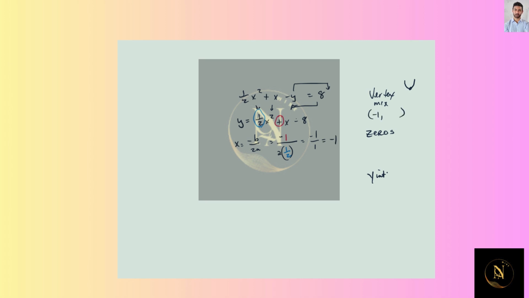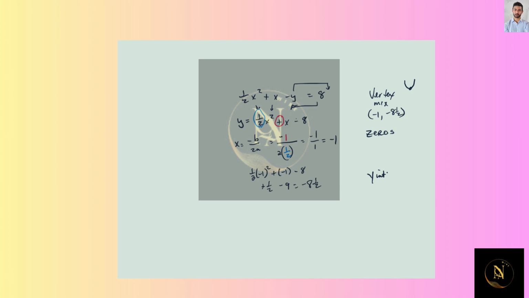Now for the y portion, we'll simply plug negative 1 in place of x. So 1/2 times negative 1 squared, plus negative 1, minus 8. Well, that's negative 9. Half of negative 1 squared is going to be positive 1/2. So we're looking at negative 8.5 as being my vertex.